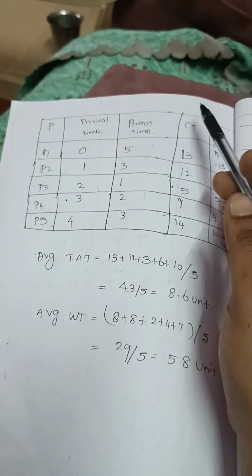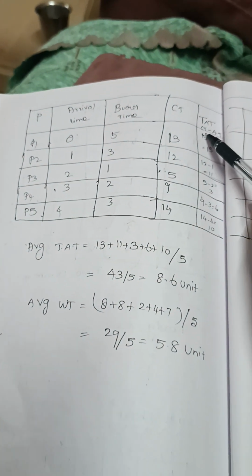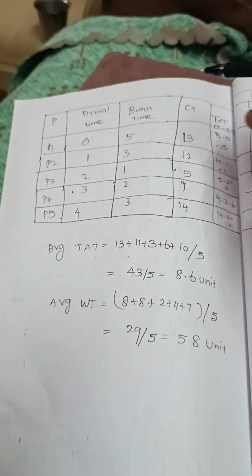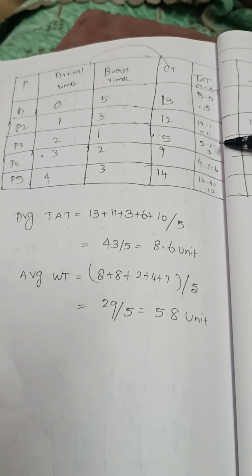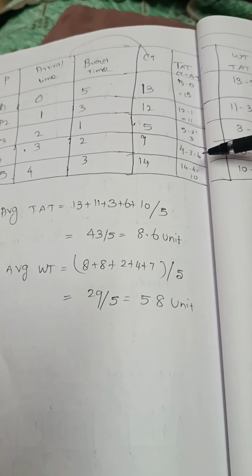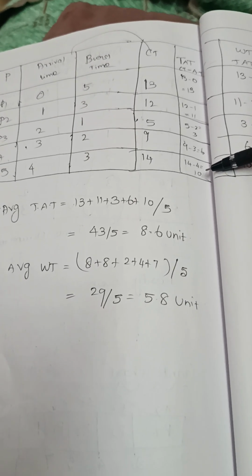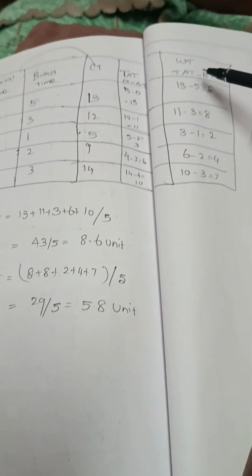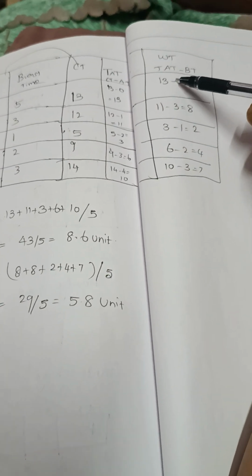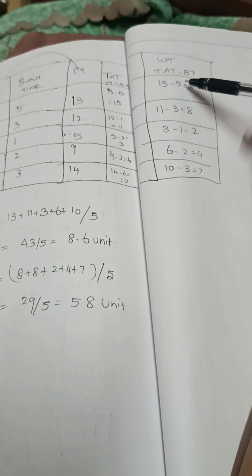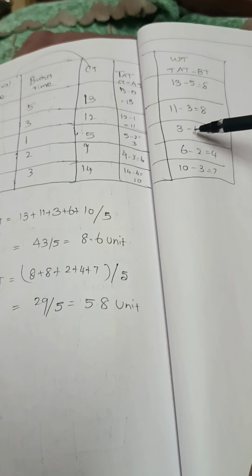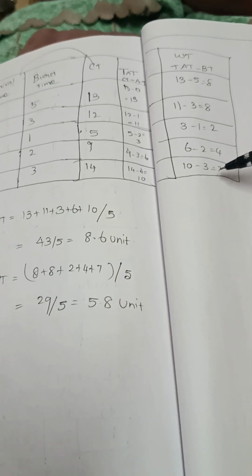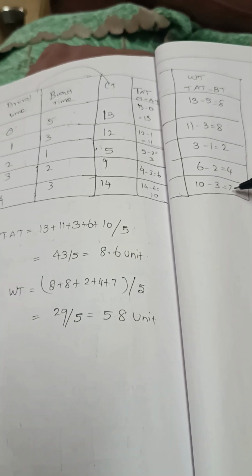And then turnaround time is calculated based on the formula CT minus AT. So 13 minus 0, 12 minus 1, 5 minus 2, 9 minus 3, and 14 minus 6. And then waiting time is calculated based on the formula TAT, turnaround time, minus burst time. 13 minus 5 equals 8, 11 minus 3 equals 8, 3 minus 1 equals 2, 6 minus 2 equals 4, 10 minus 3 equals 7.